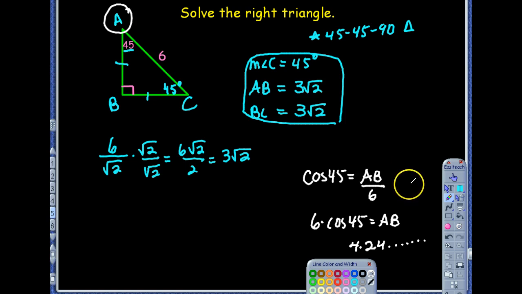So which approach would be best, knowing that it's a 45, 45, 90 triangle? Right. It's less work, and it gives you the answer that we're looking for. Exactly. So remember that. And I'll tell you guys that on a test, this would be a great test question.